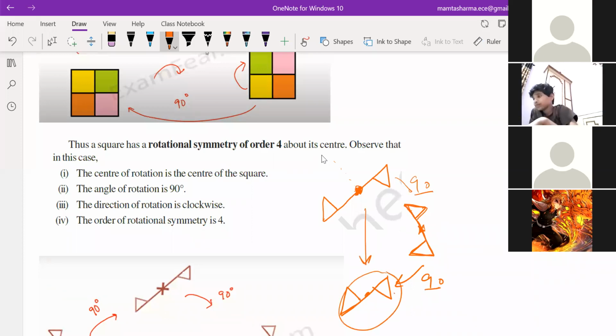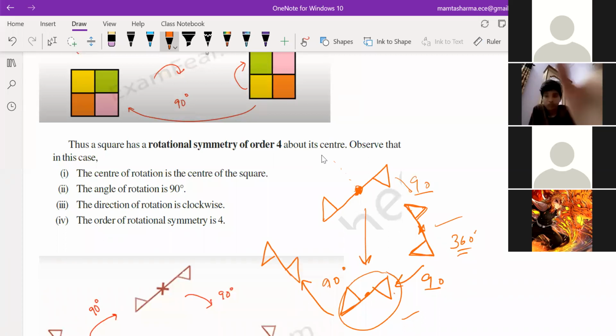original one. Now again rotate it by 90 degree. We have to complete the 360 degree angle. So rotate 4 times. Only 2 times you have rotated. Again rotate it by 90 degree, once more. So you will get this thing. Now again rotate it by 90 degree. You will get the same figure.